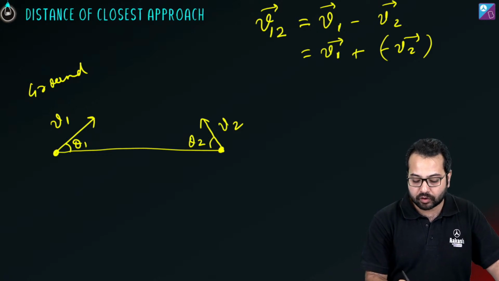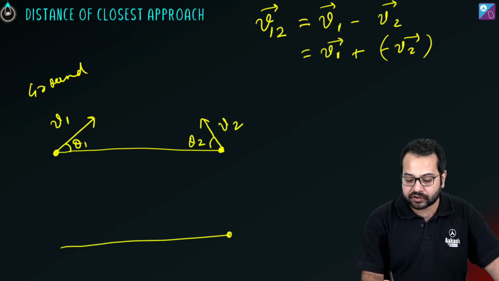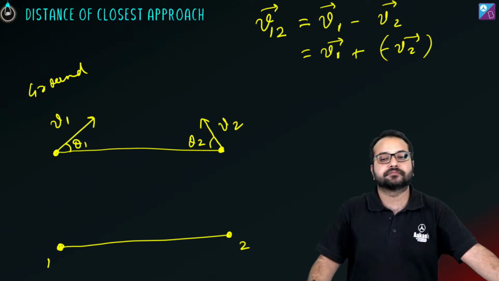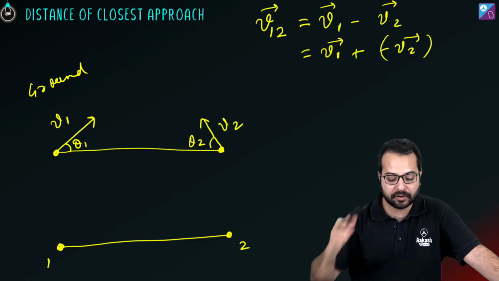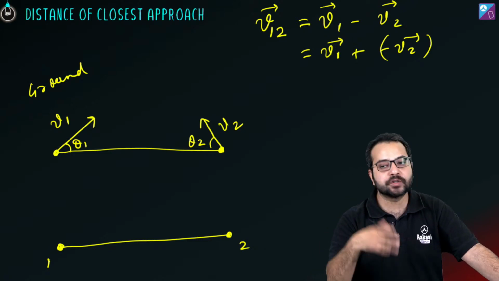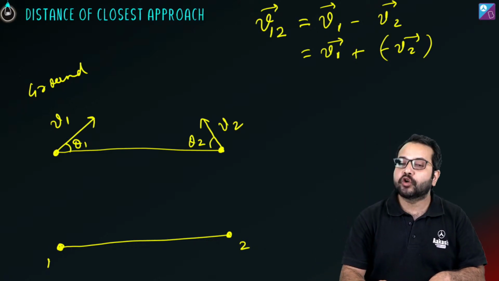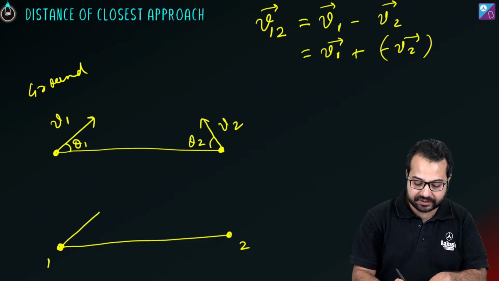Now I'm going to show you how it is going to look from the frame of 2. This is 1, this is 2. From the frame of 2, particle 2 is not going to have any velocity. What will be the velocity of 1? It is going to be V1. So V1 is like this.